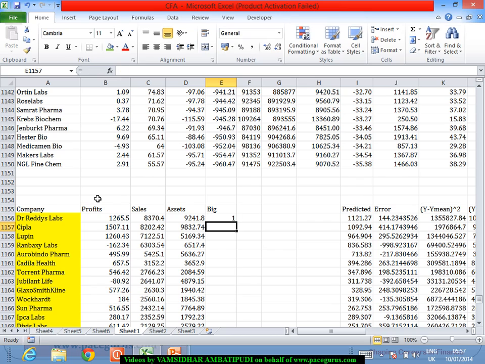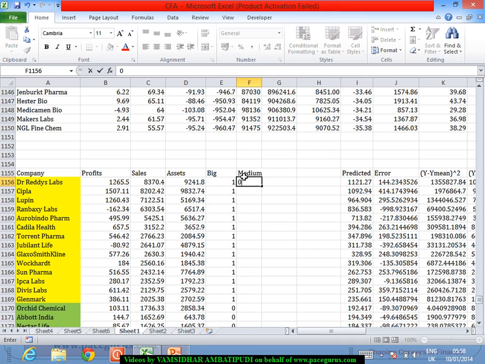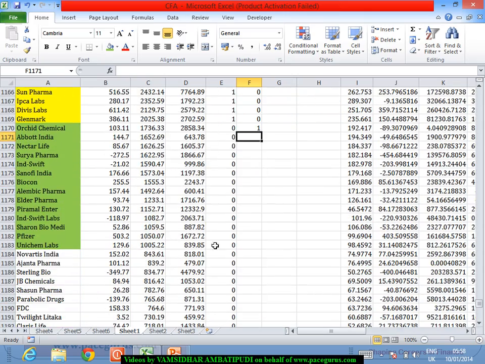Wherever the company is a big company, it will take 1. And for everything else, it will take 0. So this is how we create dummy variables. Then I also create a variable called medium. Wherever it is a medium, it will take 1, else it will take zeros. So because this is a medium company, from here it is taking a value of 1.